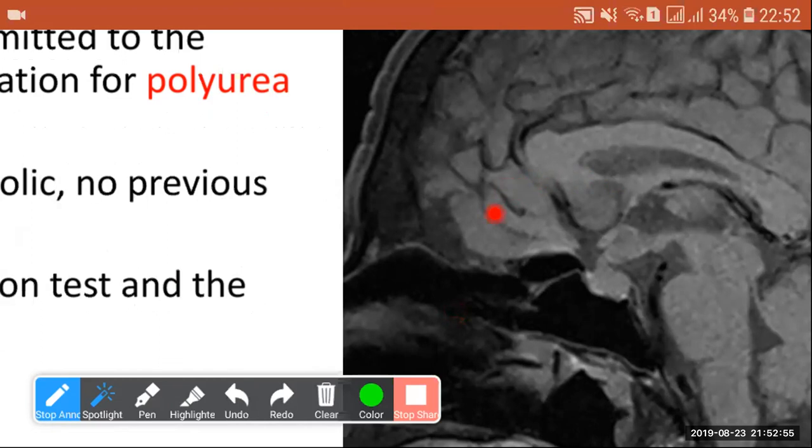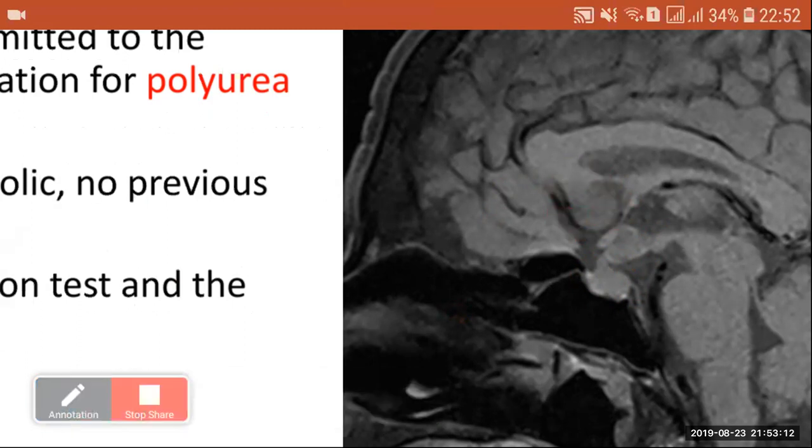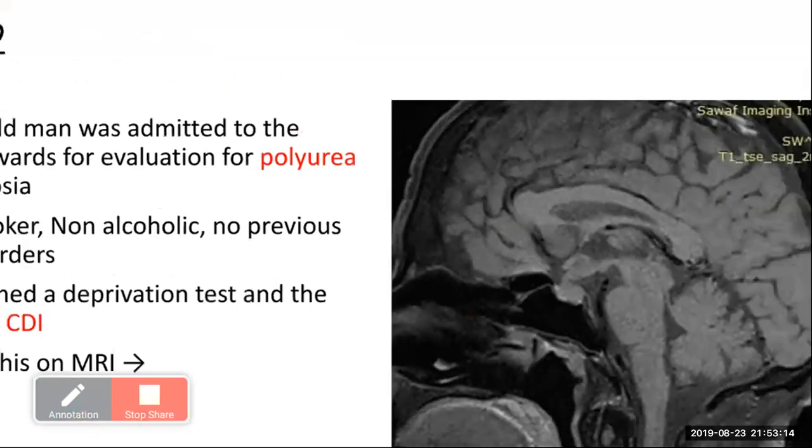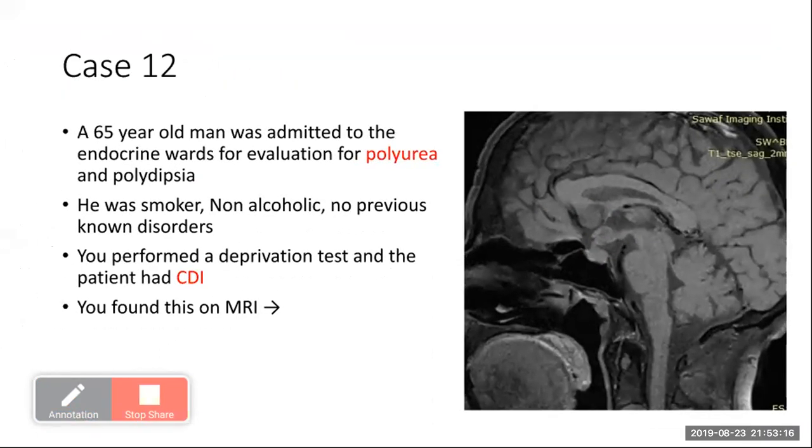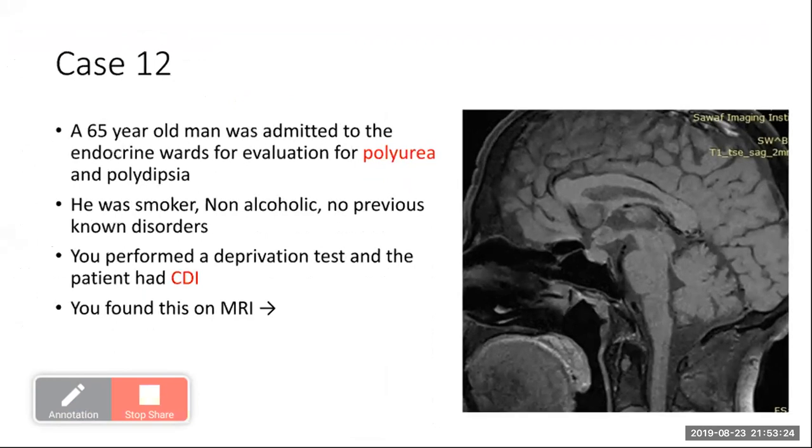These are sagittal images. We see the pituitary gland enlarged. The pituitary stalk here is also enlarged, and we see here a lesion in the hypothalamic area and just above it. This is a pituitary and pituitary stalk metastasis. Okay.